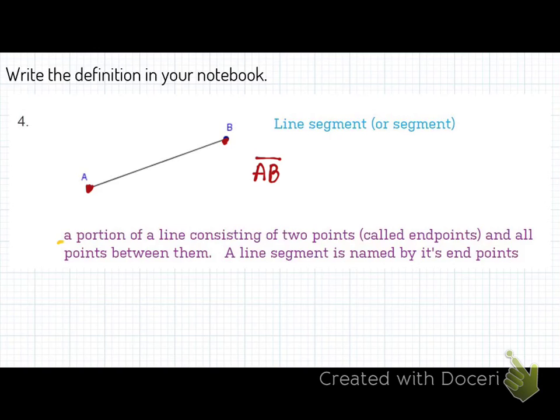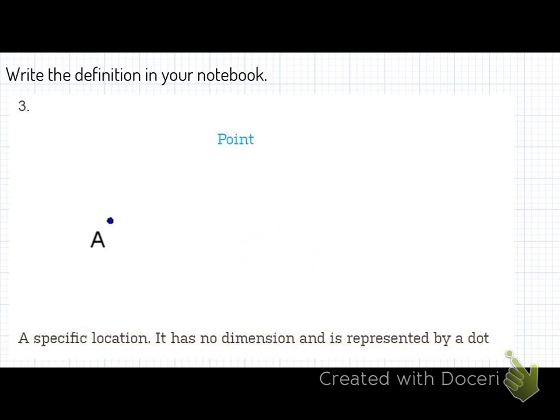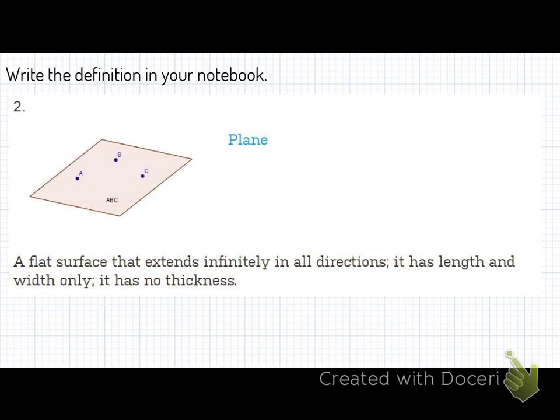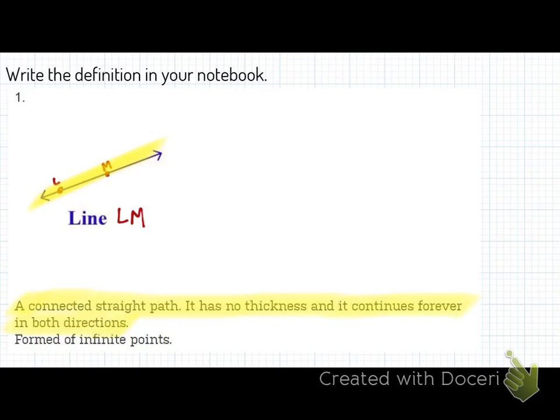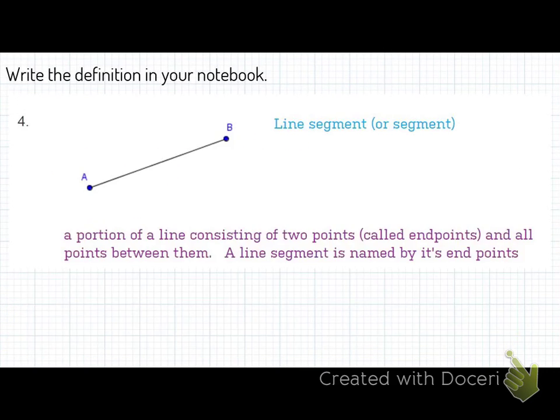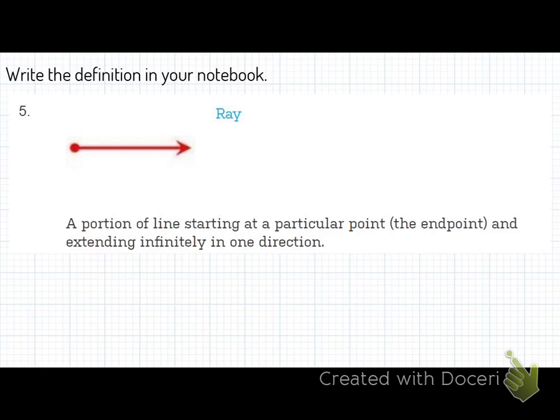Let's read this definition here. It's a portion of a line consisting of 2 points called endpoints and all points between them. A line segment is named by its endpoints. Okay, line segment, not a line, but a line segment. Look at your line, right? You see how a line has arrows that go forever. Not a line segment. A line segment has points that make it stop. So it's not infinite.